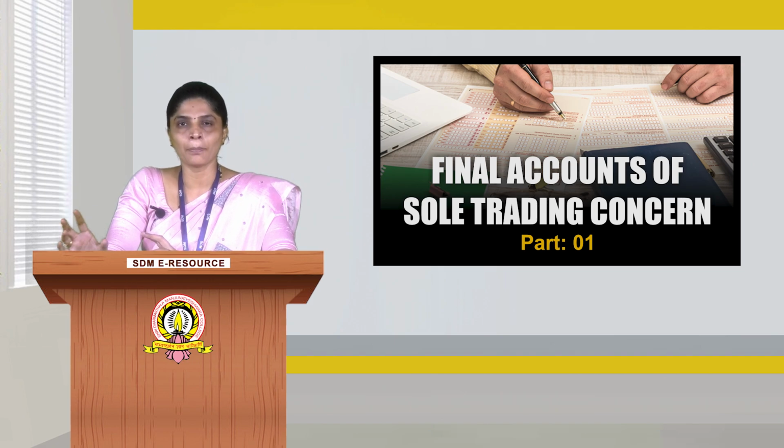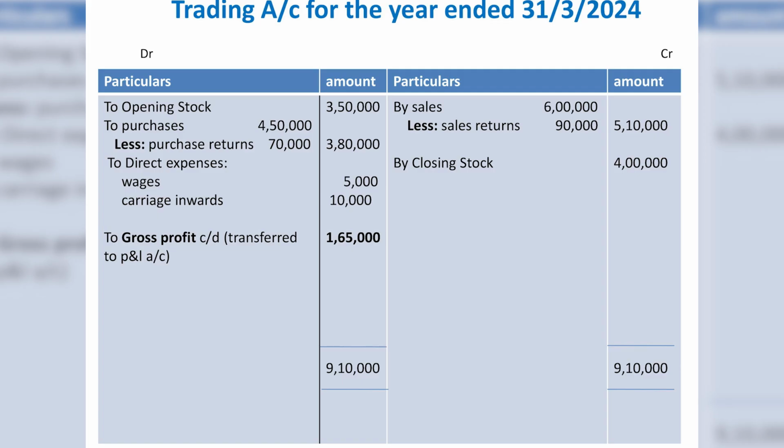Now, we will prepare one trading account with simple adjustments. See the problem. Prepare trading account of Mr. Raj for the year ending 31st March 2024 from the following particulars.